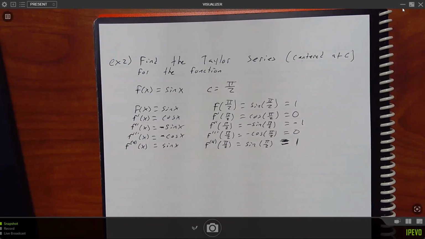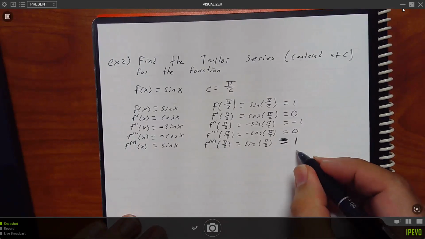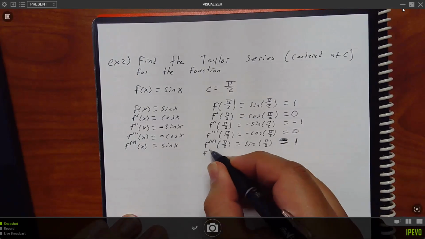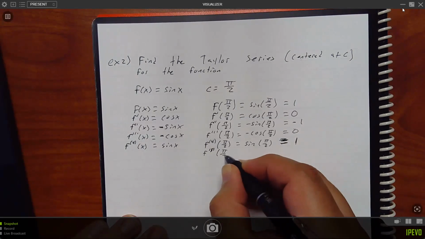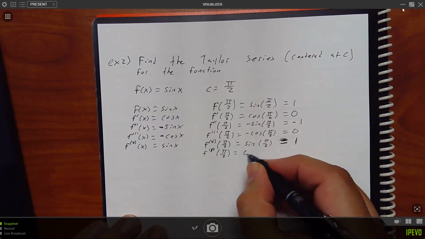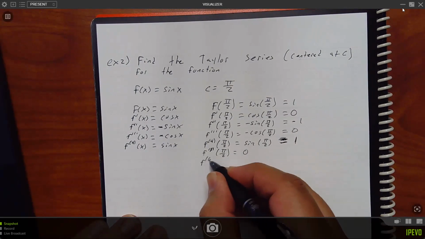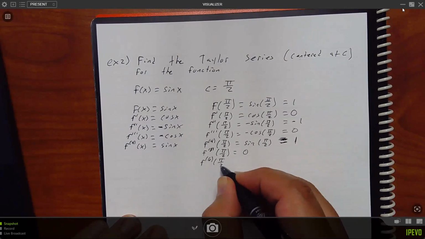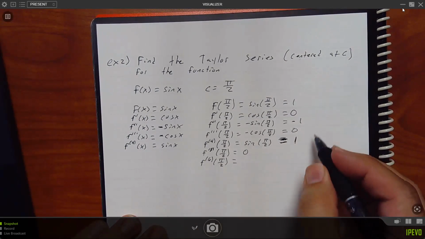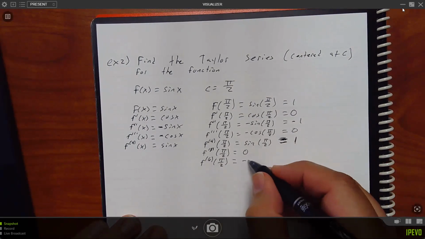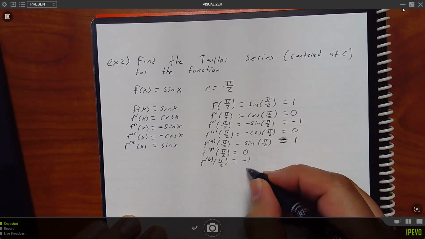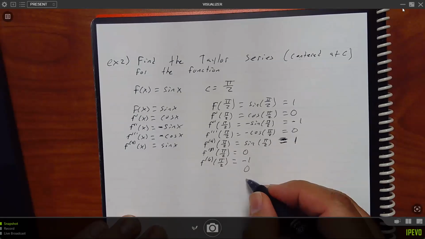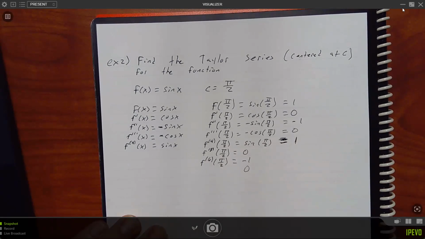So that means the next one would be, right, we did the 5th, at pi over 2, that would be 0, right? And then the 6th would be -1, yeah. And then 0, and then 1 again.